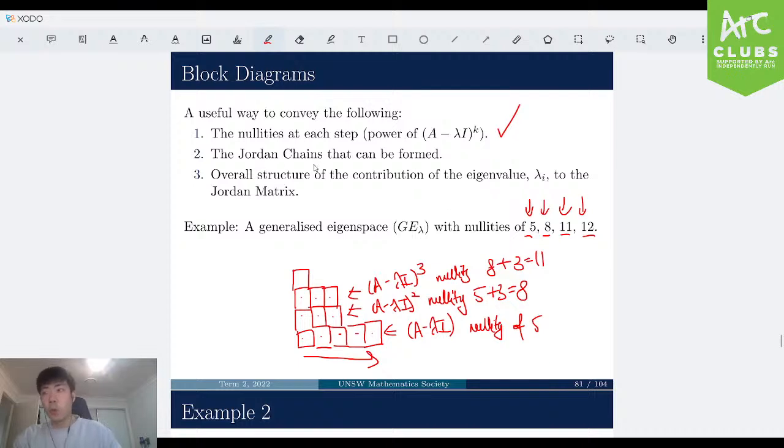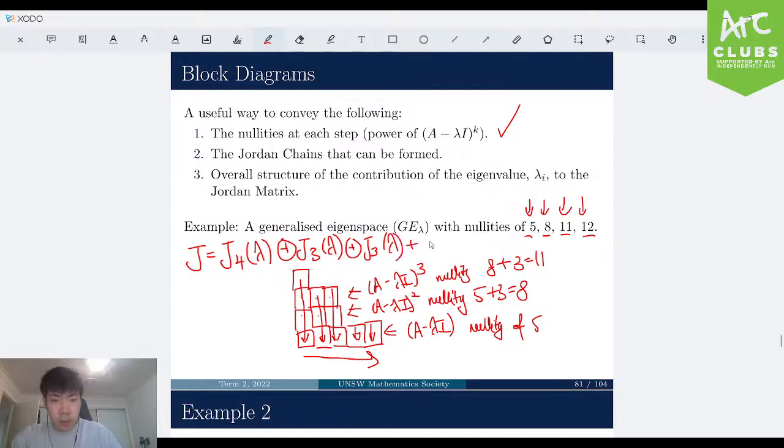The next one is it tells you what Jordan chains can be formed. Okay? We won't go through the reasoning here, so just take it on faith. But essentially, if you read the diagram vertically, that tells us what Jordan chains can be formed. So it tells us that a Jordan chain of size 4 can be formed, a Jordan chain of size 3 can be formed, of size 3 can be formed, of size 1 can be formed, and of size 1 can be formed. So we can ultimately write the Jordan matrix here as being a direct sum of a size 4 Jordan block corresponding to eigenvalue lambda plus size 3 plus size 3 plus size 1 plus size 1. Okay?